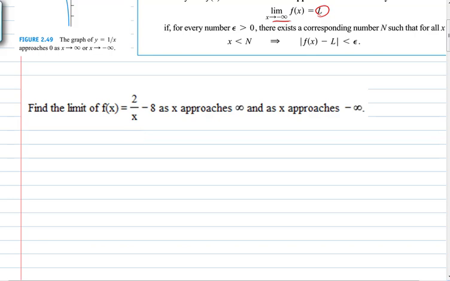Okay? So we're looking at the limit as x approaches infinity of 2 over x minus 8. Well, one of the things you need to know is the limit of a constant is a constant. That's not going to be a problem. As x goes off to infinity, though, let me give you some background information here.